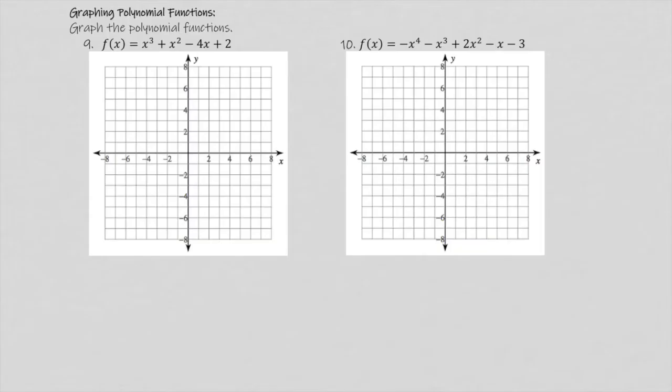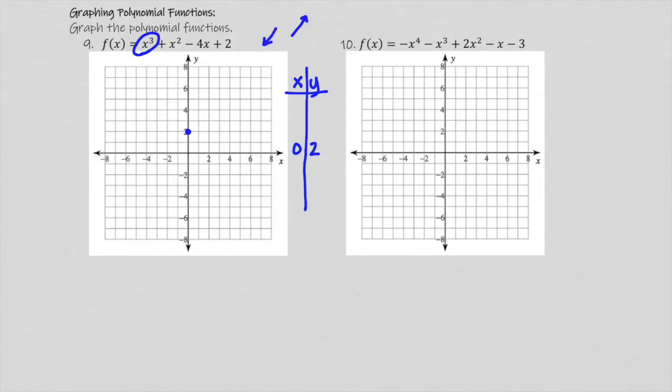So number 9, there's our polynomial. It's cubic, okay? We know that our y-intercept is 2 because the constant on the end is 2. So I can go ahead and put that y-intercept of 2. I'm going to make a table. So that gave me the point 0, 2, and I need to work some points to the left and points to the right so I can get my graph on there.